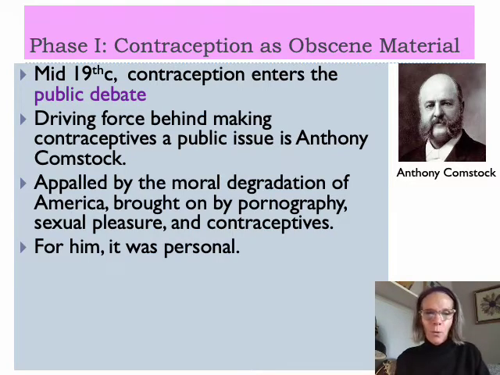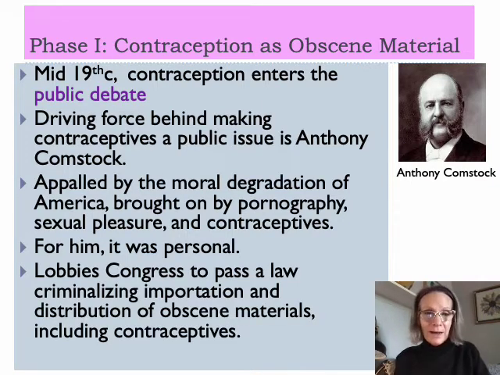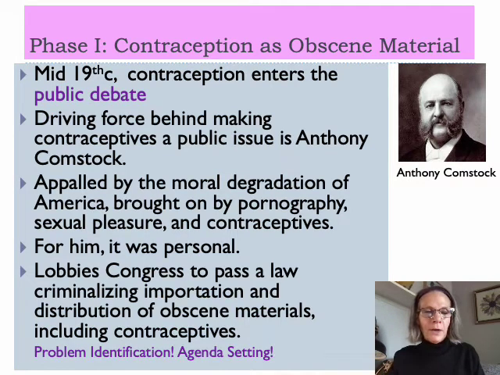He joins the YMCA, the Young Men's Christian Association, and he works with them to bring about and create anti-vice commissions within the city of New York, drawing attention to all the vice that's going on. He also, as it says here, begins to lobby Congress to do something about this problem, right? So Anthony Comstock is a problem identifier.